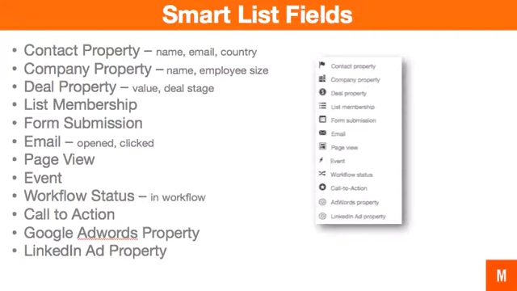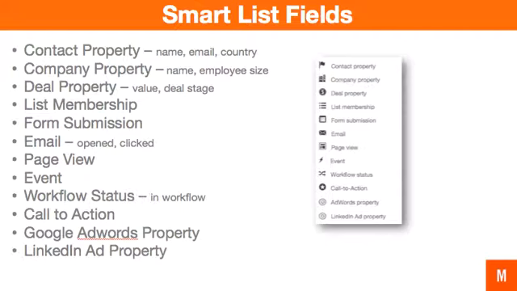Anything regarding their company, so the name of the company, the employee size of the organization. You can do it on deal size. So if you're using the HubSpot CRM, you can say all deals that are at a certain stage, or all deals of a certain value. You can do it on other lists. So people that are in list A must also be in list B, as an example.